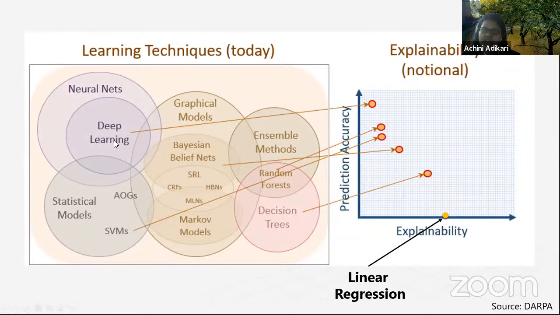So neural networks, deep learning, even statistical models, Markov models, decision trees, and all of these have this prediction accuracy and the explainability. You can see when it comes to explainability, highest is the most simple models, because you can actually show this is why this label was selected.